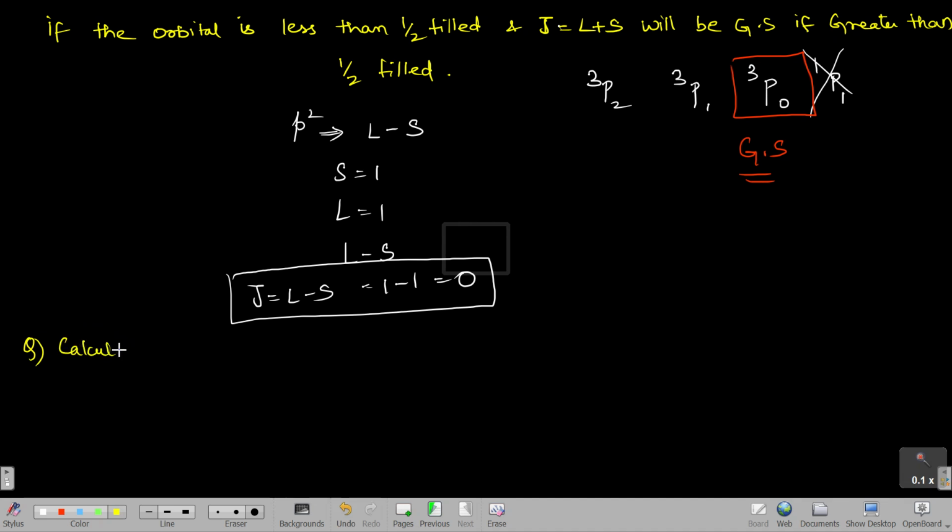Calculate the ground state term for, I will give three questions. So one I will solve, the other two you can solve on your own.